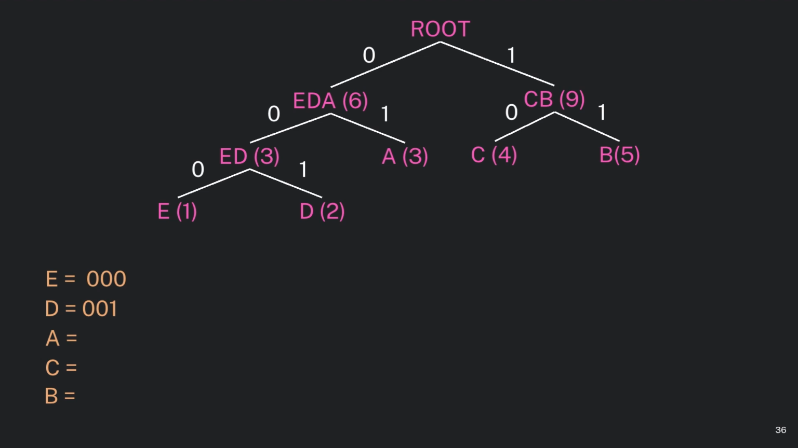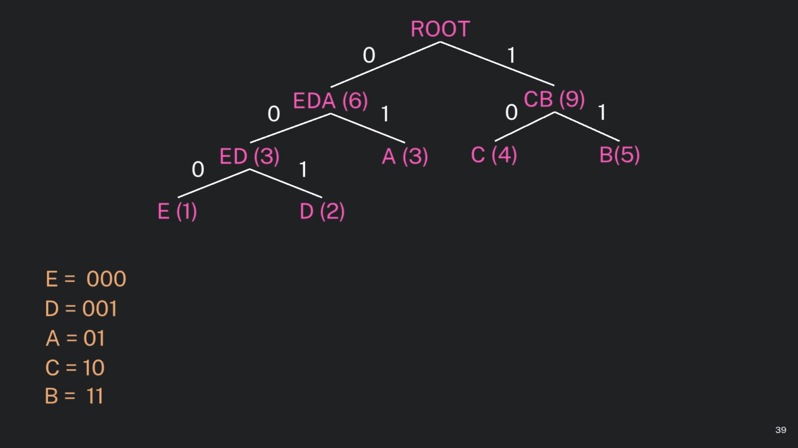For the character A, I'm starting from root, going left and going right. So the code for A is going to be 01. For the character C, I'm going to go right because CB is on the right. Then I'm going to go left in order to reach C. So the code for C is going to be 10. And finally, the code for character B is going to be 11 because as you can see, from the root node I need to go right and from CB I need to go right again in order to reach B.